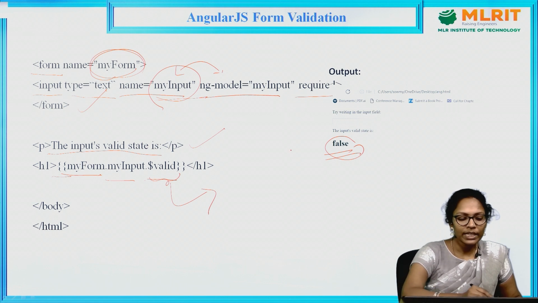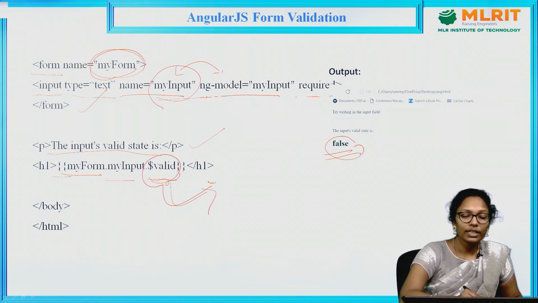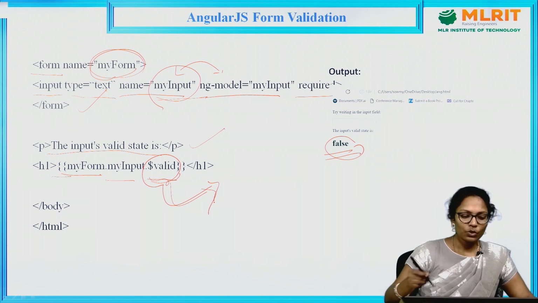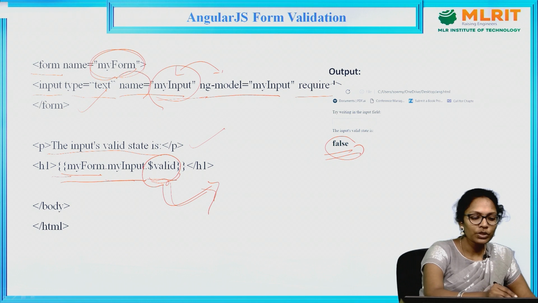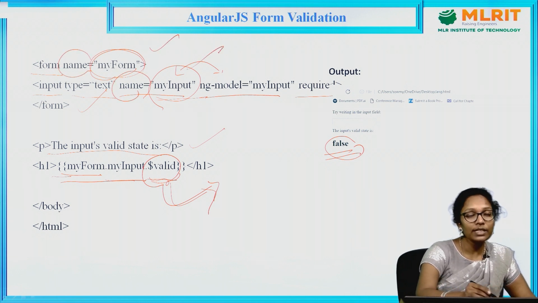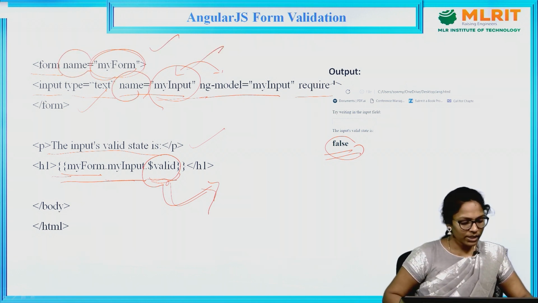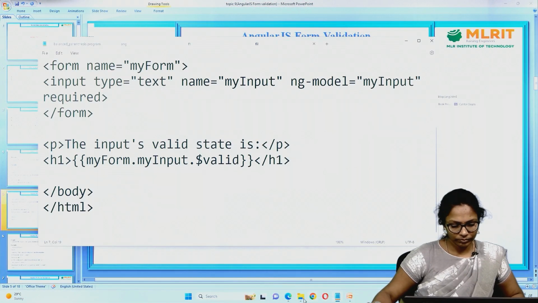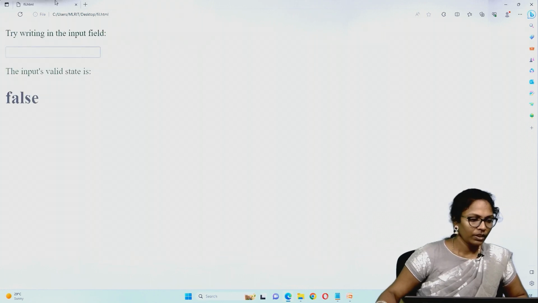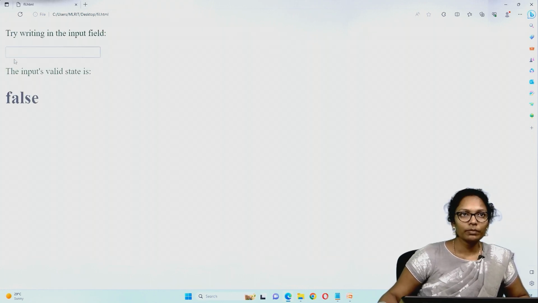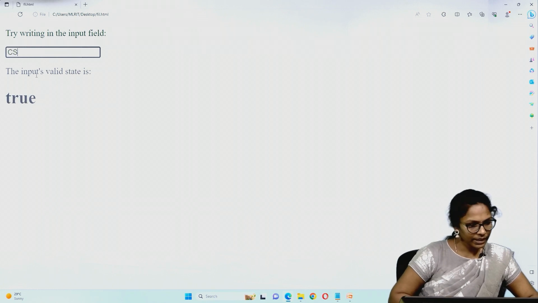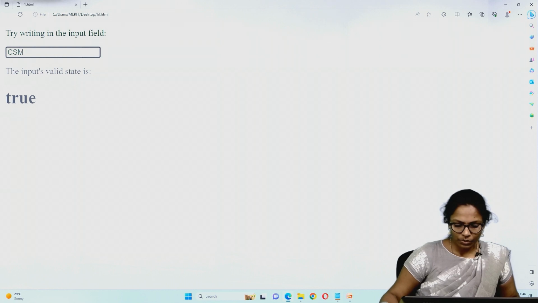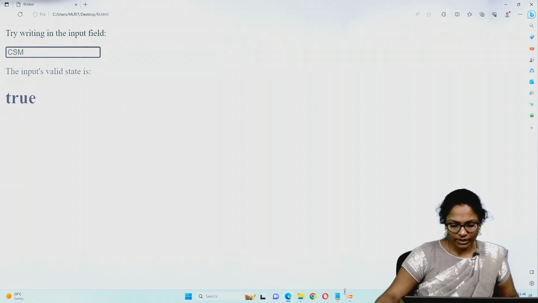So what does this $valid indicate? The state of the input control, the state of that particular field. For this purpose only, I am using names here for the form as well as the input. We'll try to execute this. Initially I am getting false, right? If I enter anything, immediately that value will change to true. So that is the use of state.